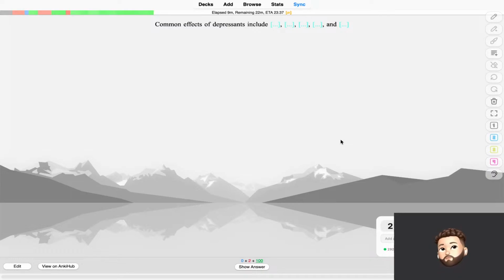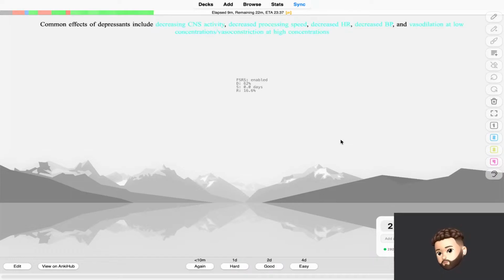Decreased CNS activity, decreased blood pressure, decreased heart rate. One more. Oh, decreased brain processing speed. And then it vasodilates at low concentration and vasoconstricts at high ones.